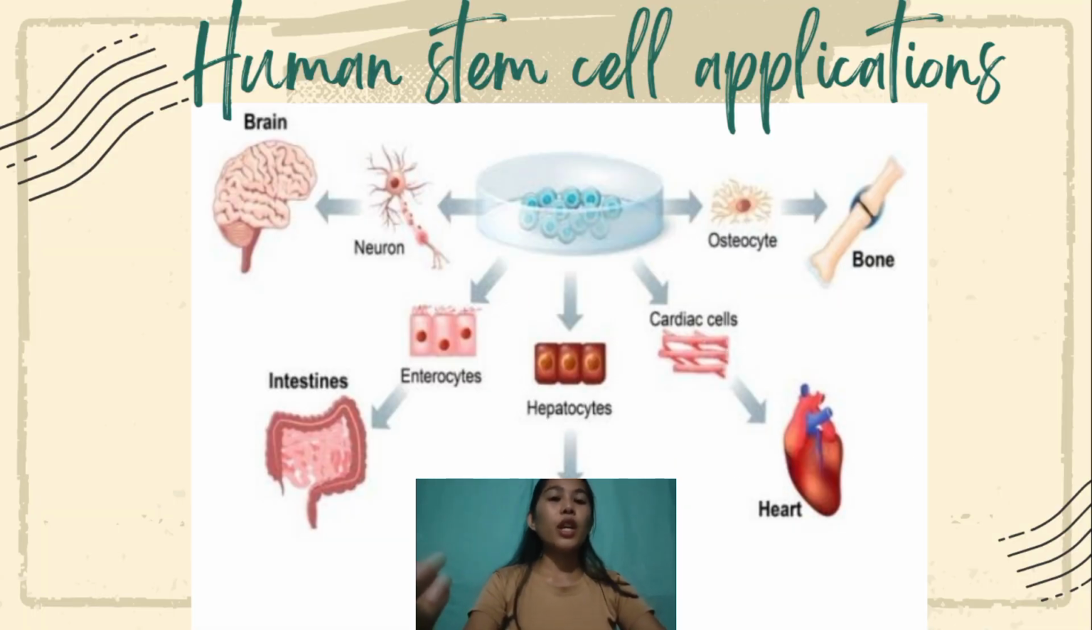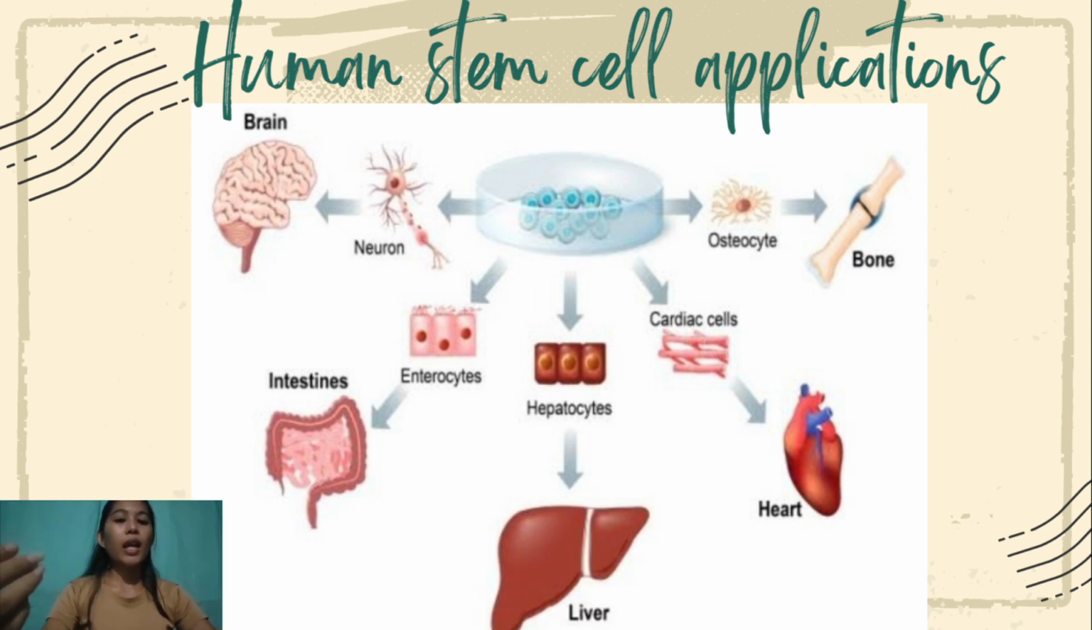These pictures show human stem cell applications. Specialized cells in the human body have unique structures and functions that allow them to perform specific tasks. Erythrocytes, or red blood cells, are specialized to carry oxygen through the body. They contain hemoglobin, and their shape increases their surface area for gas exchange.